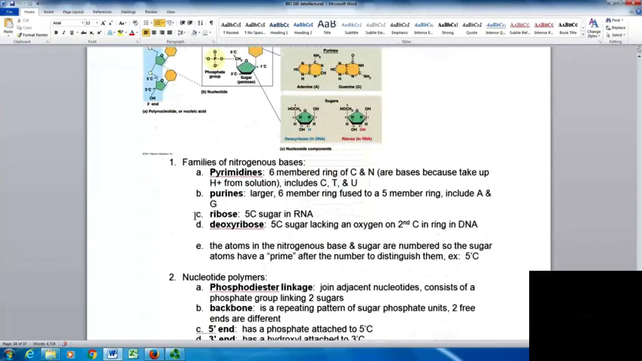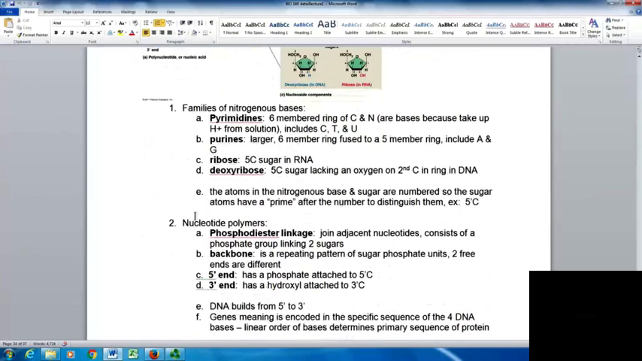So our families of nitrogenous bases, we've got the pyrimidines and purines. The pyrimidines are going to have 6-membered rings of carbon and nitrogen. They're bases because they will take up hydrogen ion from solution. These are going to include cytosine, thymine, and uracil that we abbreviate as C, T, and U. The purines are larger. They're going to have a 6-membered ring fused to a 5-membered ring, and they'll include adenine and guanine. So the trick to remembering these most people will use is the mnemonic pure as gold. So pure as gold. Everything else is a pyrimidine. So your ribose is that 5-carbon sugar in RNA.